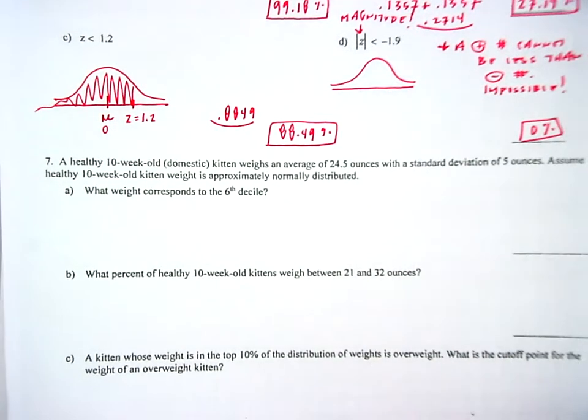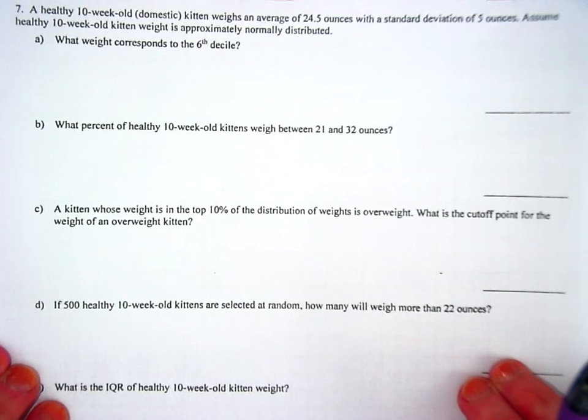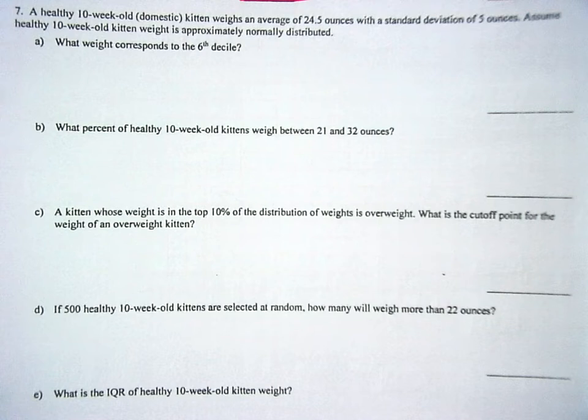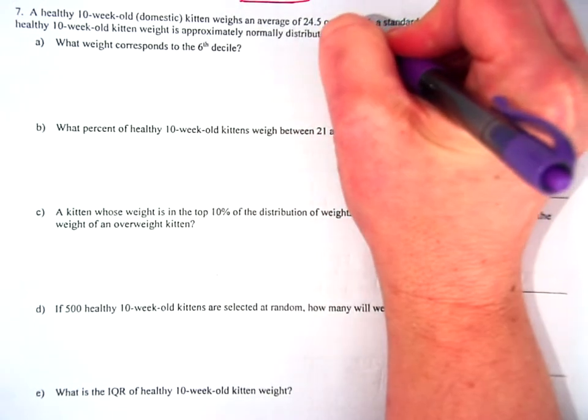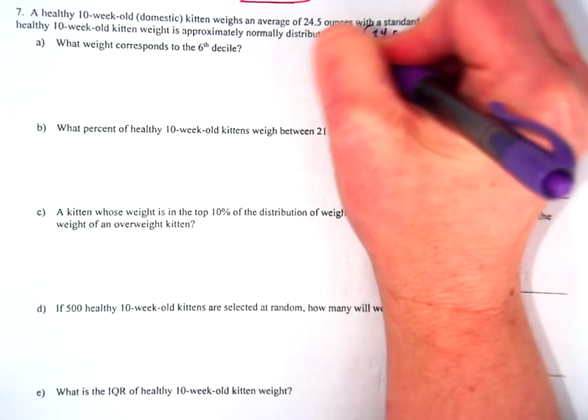Okay, next up, we're looking at sweet little baby kitties. A healthy 10-week-old domestic kitten weighs an average of 24.5 ounces with a standard deviation of 5 ounces. Assume healthy 10-week-old kitten weight is approximately normally distributed. So again, I'm just going to summarize that off to the side. Normal distribution, 24.5, 5, like that.